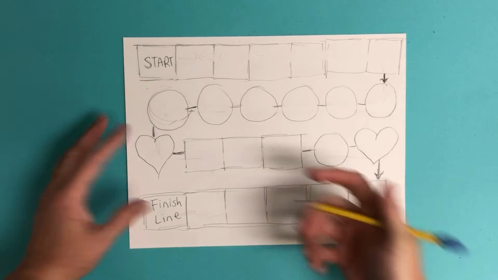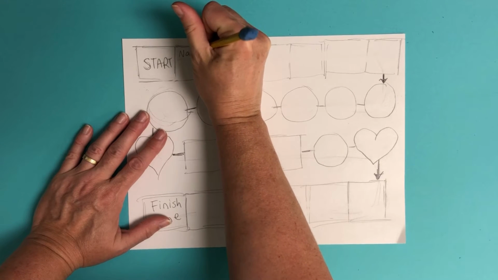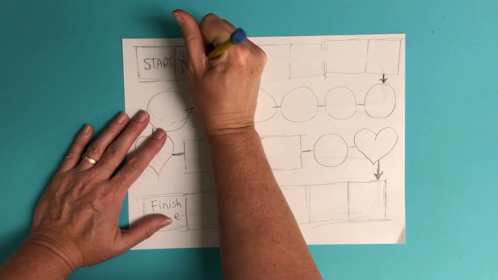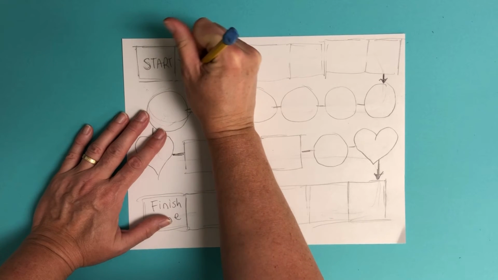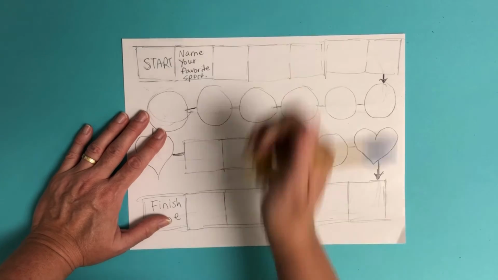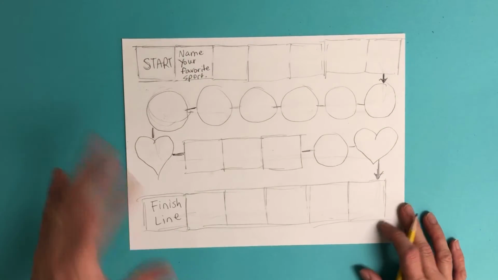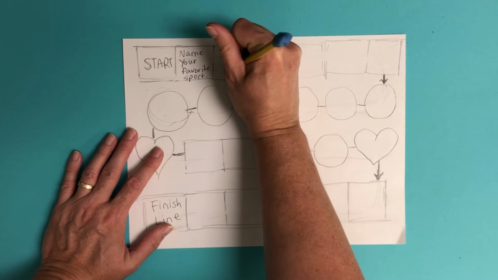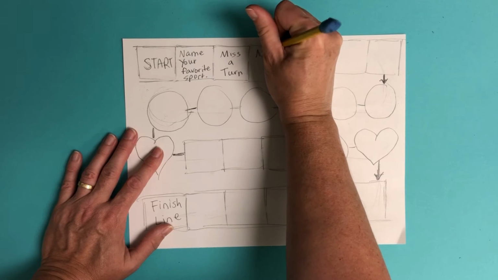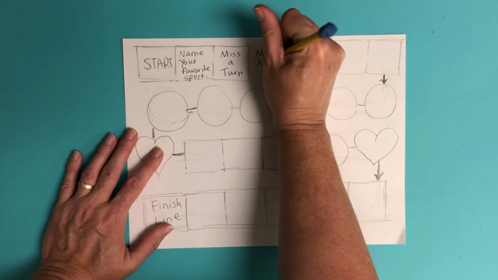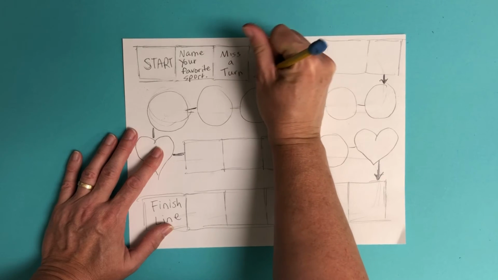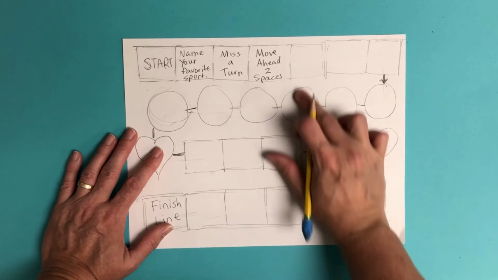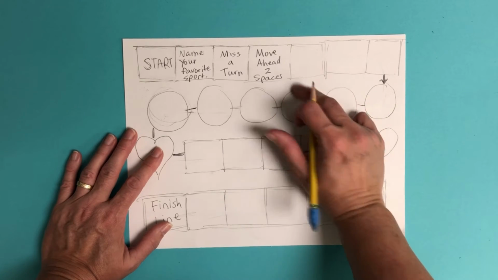You could put opinion questions like name your favorite sport. And that could be one of them. You could even put some special kinds of spaces like miss a turn. Or how about move ahead 2 spaces. You could even put any bridges or slides in there.